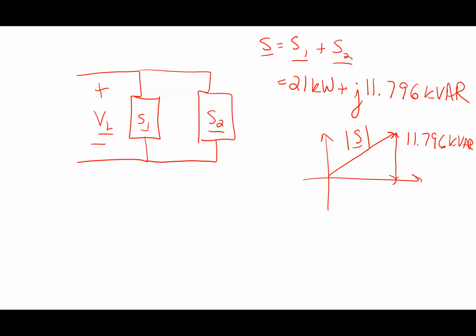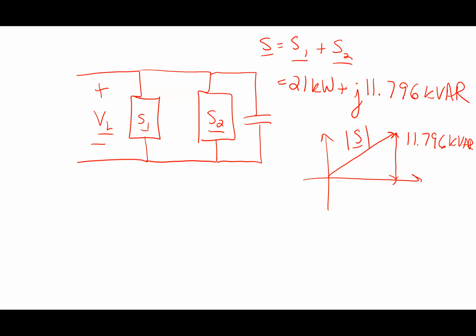Where would S be if it was unity power factor? It'd be all purely real. The angle would be 0. Phi Z would be 0. In other words, S1 plus S2 would be 21 kilowatts, and there would be no 11.796 kVAR. So what I do is I put a capacitor in parallel here.